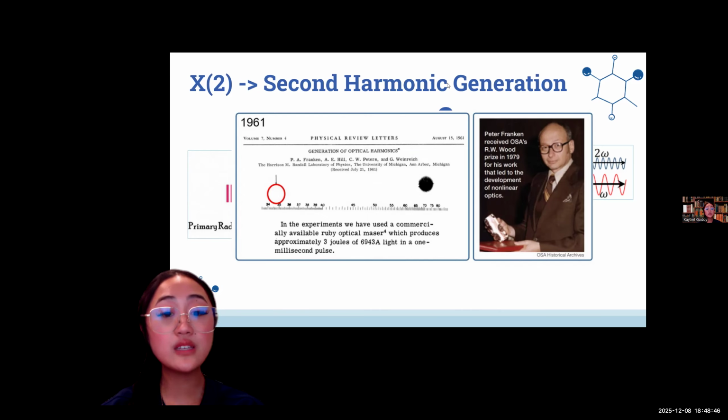So what happened in this research? They sent light from a ruby laser that had a frequency of omega through a quartz crystal. The emergent light was observed in the ultraviolet region, and it had a frequency of 2 times omega.